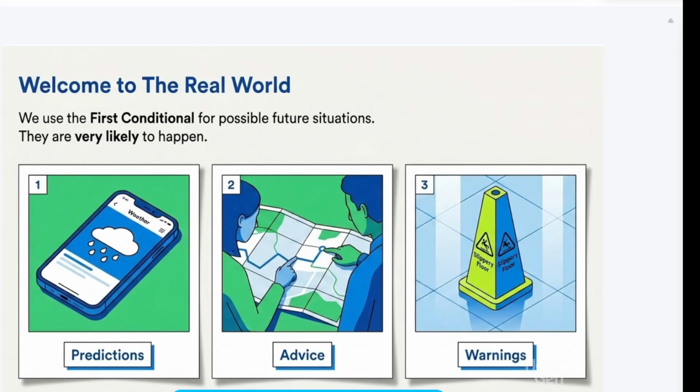Welcome to the real world. Let's start with the first conditional. We use the first conditional for possible future situations that are very likely to happen. We have three common uses. First, we can use it for predictions. Second, we can use it when giving advice. And third, we can use it for warnings. The important idea is that we are talking about a real possibility in the future.